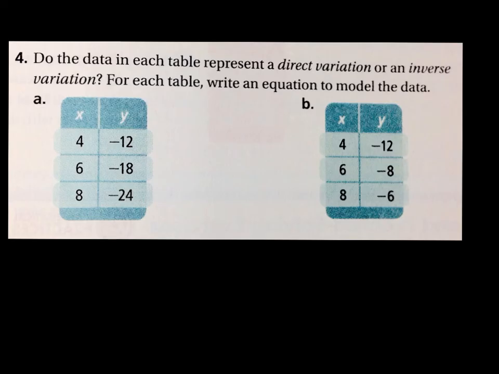Okay, so I want you to try these 2. Find the product of x and y. If it's the same, it's inverse variation. If it's not the same, try the ratio of x to y. And if it's the same, it's direct variation. And I'll tell you what they are in just a second. All right, so the left one is a direct variation and the right one is an inverse variation.